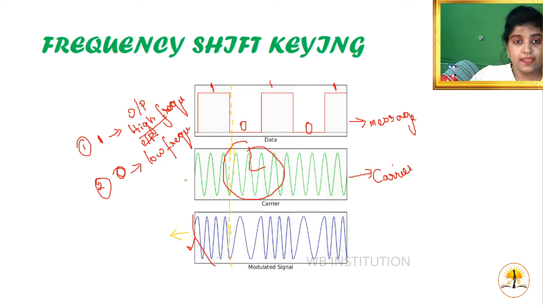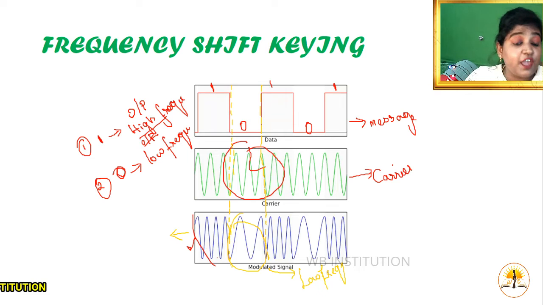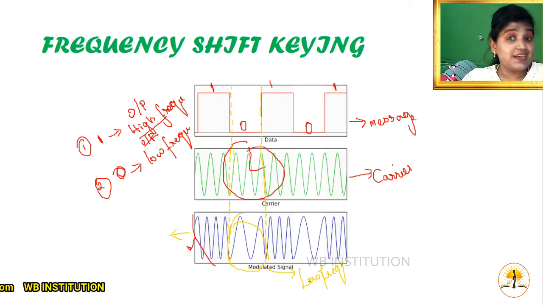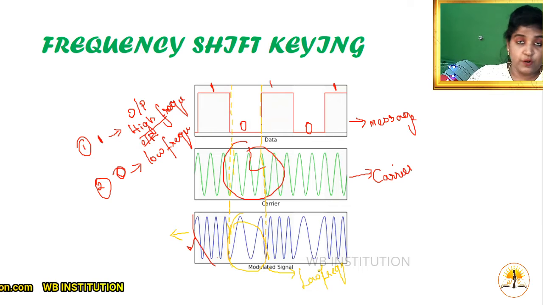Got it? Second, when 0 is transmitted, under this condition I will get an output of lower frequency with respect to the carrier signal. Can you find a lower frequency, that is the elongated signal? So this is called a low frequency signal. This is the major variation under frequency shift keying. Frequency shift keying is analogous to FM modulation.